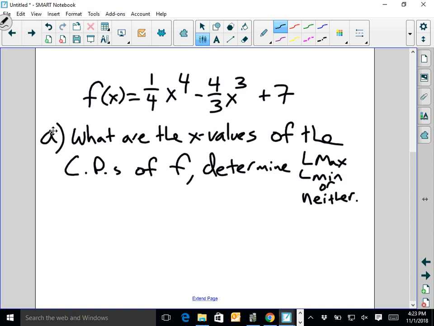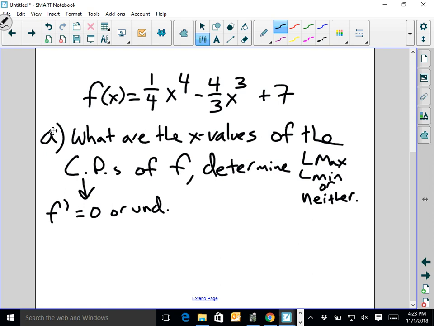So first off, when we read this problem, when we see critical points of f, immediately what do we think? What we immediately have to think is, okay, this is when f prime of x is 0 or undefined. So we're looking for f prime to equal 0 or to be undefined. Okay? So the first thing we want to do is find those x values of the critical points, and then later we'll worry about determining local min, local max, or neither.